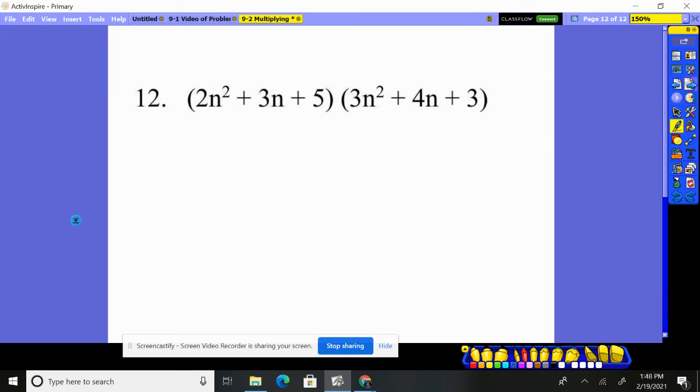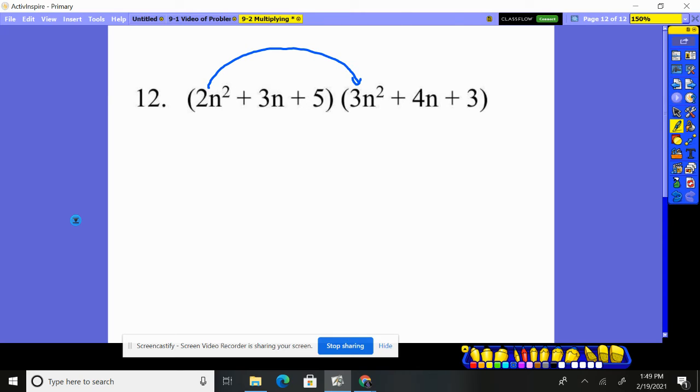Number 12, trinomial times trinomial. A 3-piecer times a 3-piecer is going to give us 9 pieces. It's going to be a pretty big thing. We're going to have to be very careful because one mistake will throw the whole thing off. All right, let's start there.